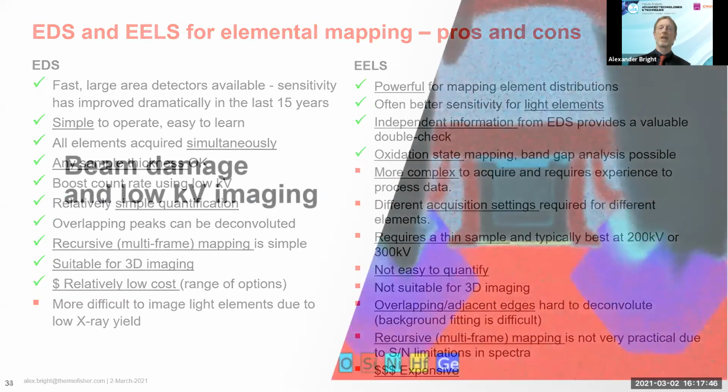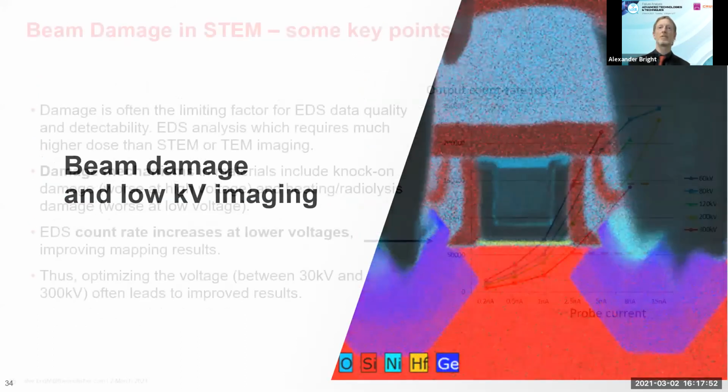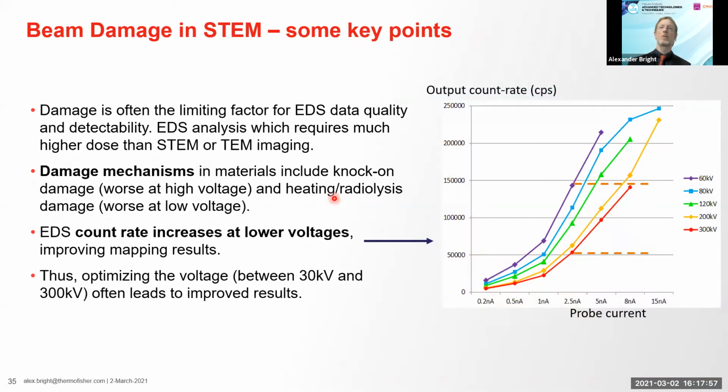The next topic is beam damage and low kV imaging. So beam damage is often the limiting factor for EDS data quality and detectability. The reason is that EDS requires a lot higher dose than just imaging in STEM or TEM. Damage mechanisms vary with material, and they include knock-on damage, which is usually worse at high voltage, and heating or radiolysis. This is sort of bond breaking damage, which is normally worse at low voltage. But an important factor is that EDS count rate almost always increases at lower voltage.